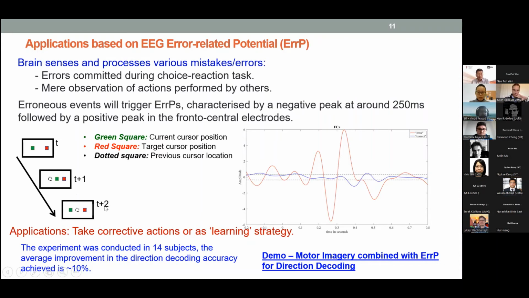And at t equals t plus 2, what happens is the cursor has moved away from the target, which is an incorrect or erroneous movement. So the expectation is the cursor should move towards the target. At time t plus 2, an erroneous movement happened because the cursor has moved away from the target.